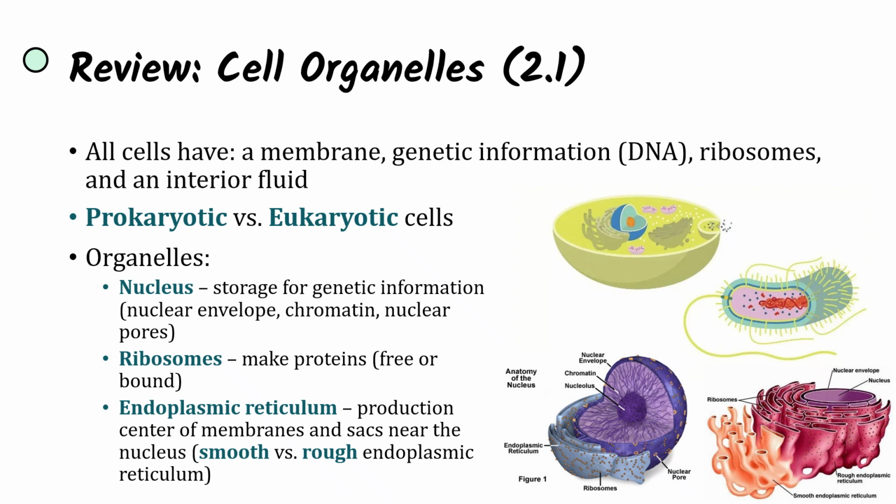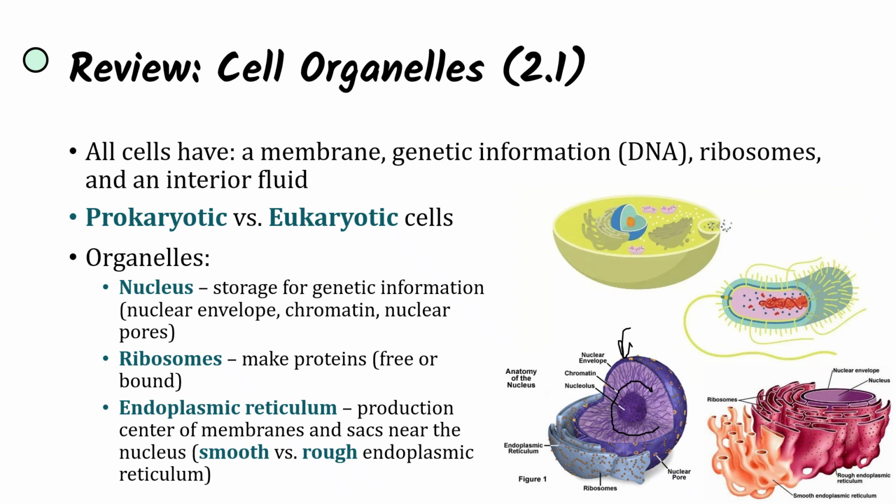Starting with our genetic storage information, this is going to be our brain of the cell. This is the nucleus. So it stores the genetic information within eukaryotic cells. Remember, prokaryotic cells don't have them. And it's got a couple of parts. First of all, the outside membrane is known as the nuclear envelope right here. The actual genetic information inside is located within the chromatin. That's all this stuff over here.